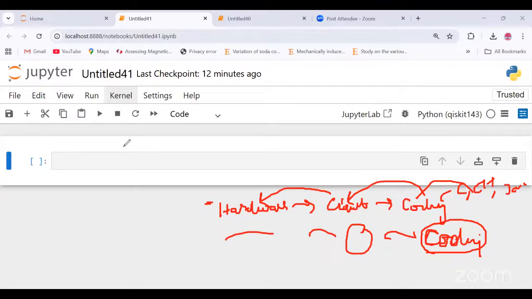Okay, so we are starting. What do we have to do? We have to import something here. What are we importing here? So, very first, what do we have to do? One minute.